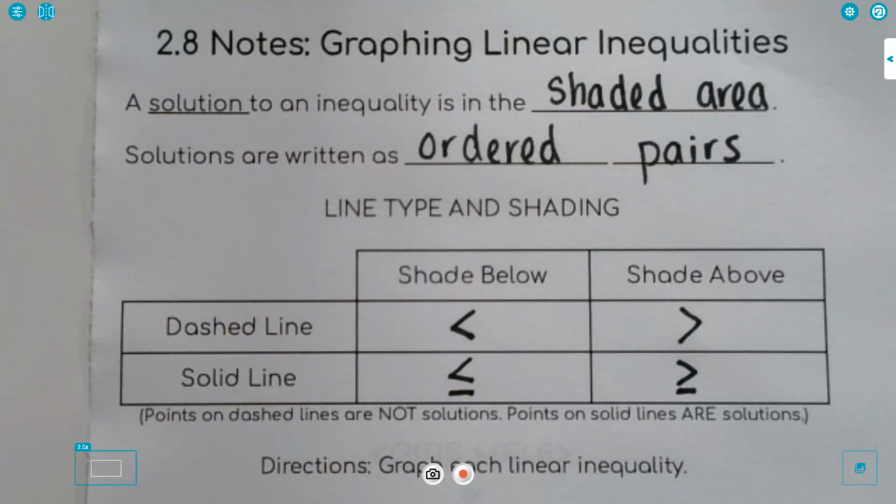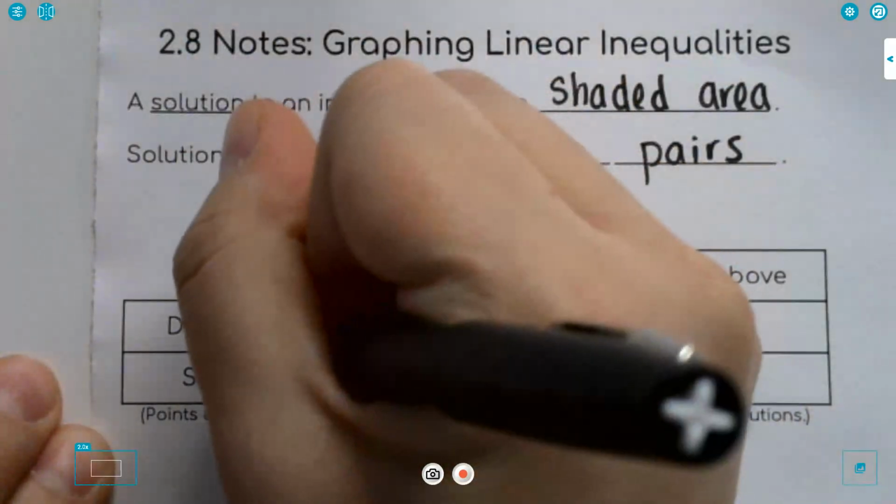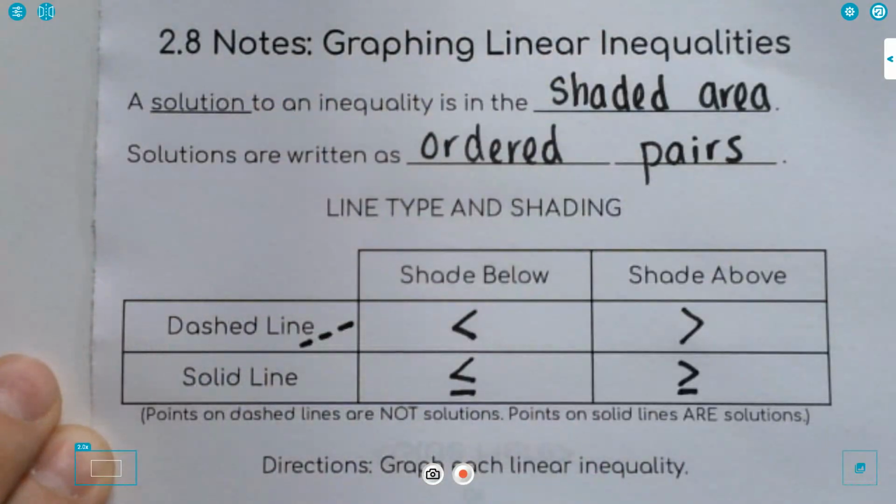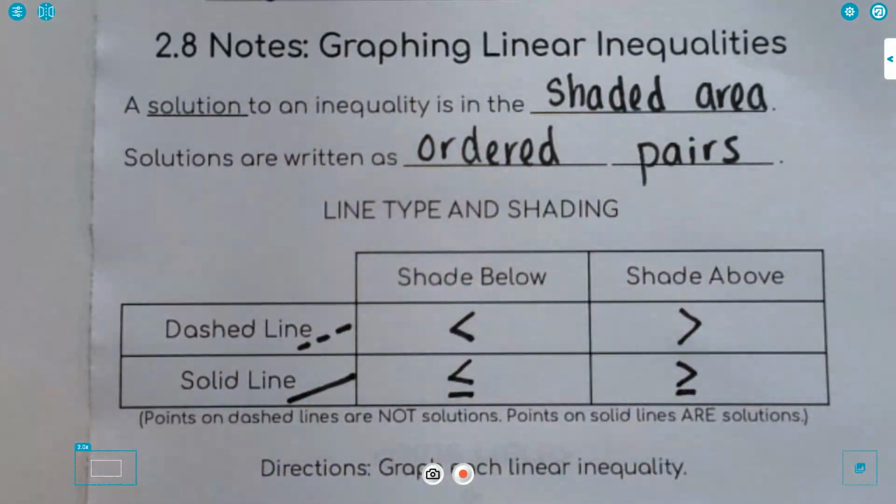Okay, so the dashed line is the same as if we were using an open circle. So we used an open circle for less than or greater than. We use a closed circle for less than or equal to and greater than or equal to, so that's the same as a solid line. And what we mean by a dashed line and a solid line is when we go to graph it, we're going to graph a dashed line or we're going to graph a solid line.